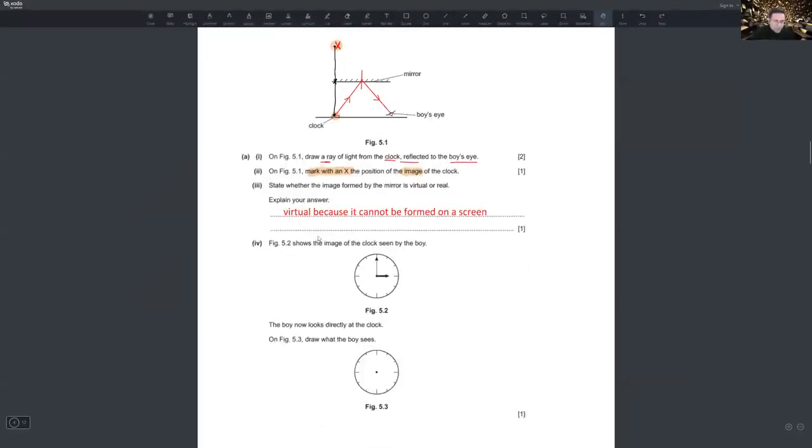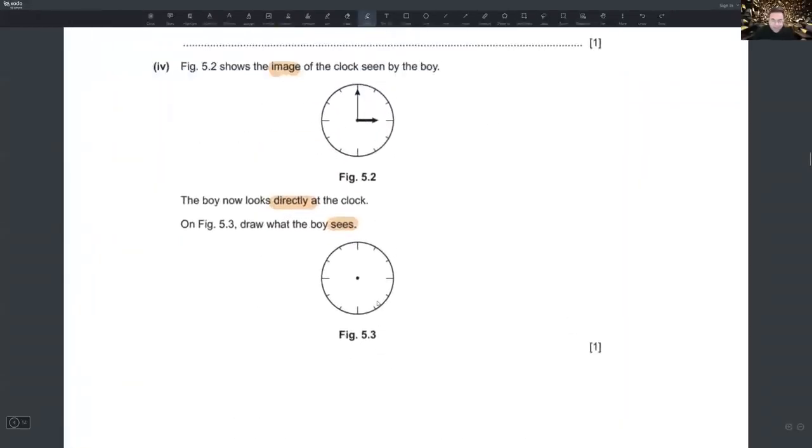Figure 5.2 shows the image of the clock seen by the boy. So this is the image. The boy now looks directly at the clock. What does he see? احنا قلنا ايه؟ The image in a mirror is laterally inverted. يعني ايه؟ اليمين, the stuff on the right is on the left, والشمال stuff on the left will be on the right. So اللي على اليمين شمال, شمال يمين. Right is left, left is right. So what will he see?